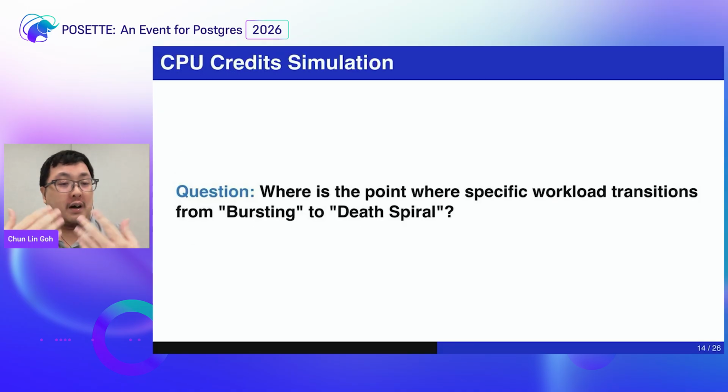So back to our question earlier. How do we know at what point our specific workload transitions from bursting to the death spiral that we discussed earlier? Imagine now you don't have simulation. What you can do is set up this burstable instance with Postgres on Azure or AWS, then you let it run, then you do a load test on it, then you monitor over a few days just to get the result.